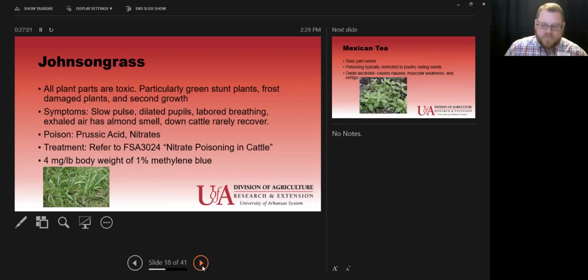Johnson grass. Johnson grass is a plant that we all know too well in Pike County. There's not a sector of this county that I can go to without finding Johnson grass. And, you know, uncontrolled Johnson grass can become also an invasive. It takes over a field pretty quickly. So all parts of a Johnson grass plant are toxic, but particularly the green stunted plants, frost damaged plants, and second growth. And again, with Johnson grass, the smaller the plant, the more we see with toxicity.